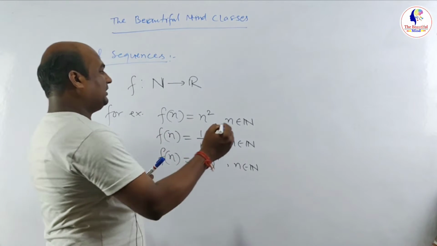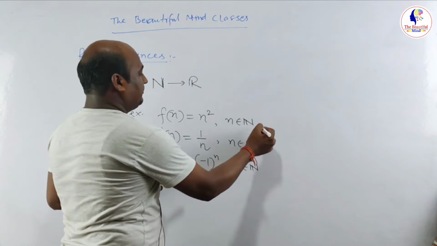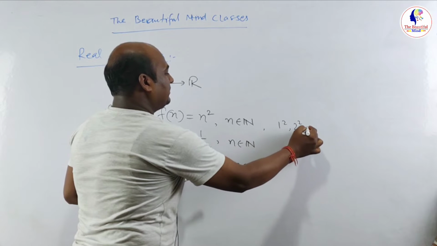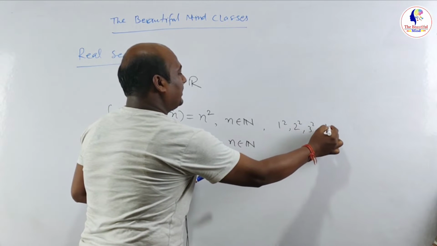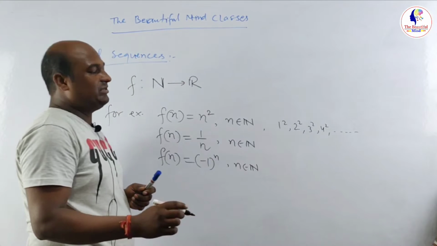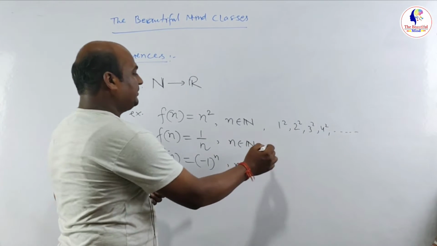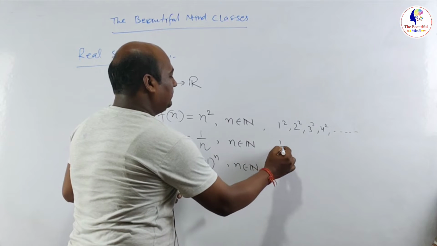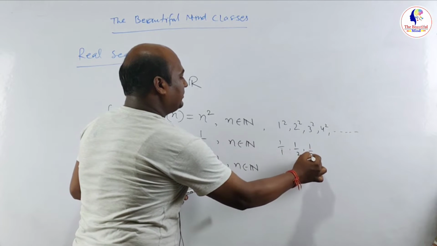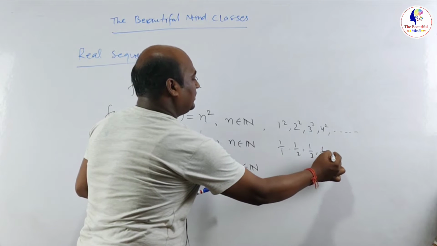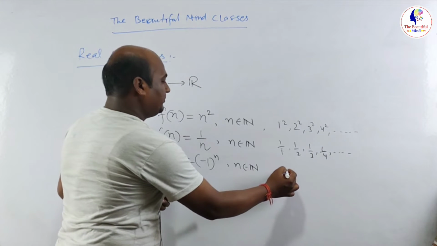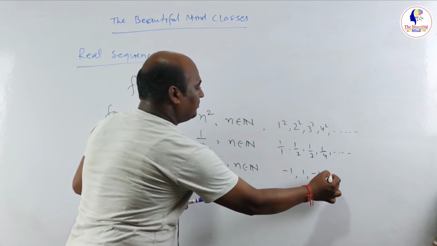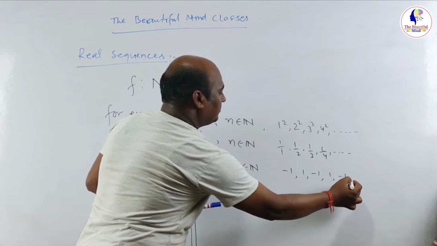So what kind of sequences does it generate? It will generate 1 square, 2 square, 3 square, 4 square, a sequence of real numbers. The second will generate 1 by 1, 1 by 2, 1 by 3, 1 by 4, and the third will generate minus 1, plus 1, minus 1, plus 1, minus 1, plus 1.